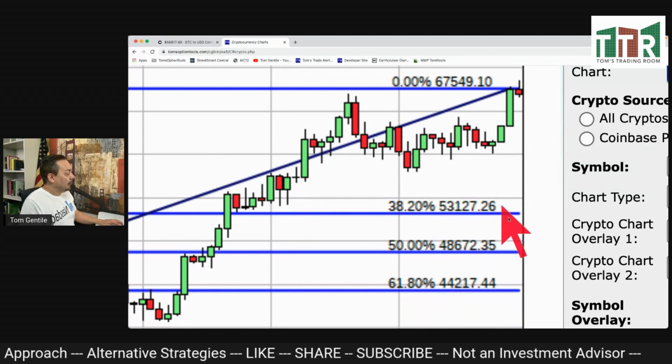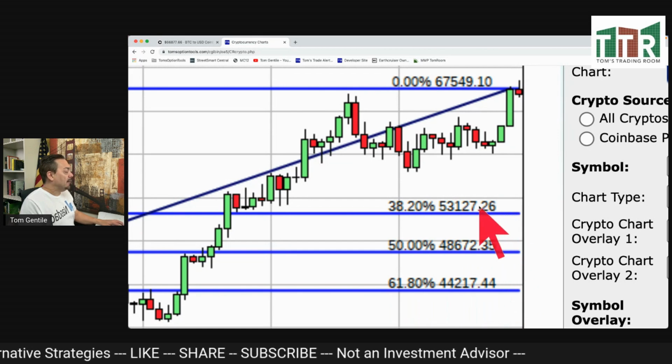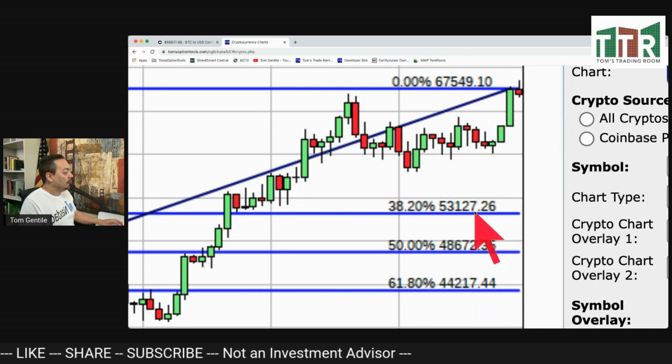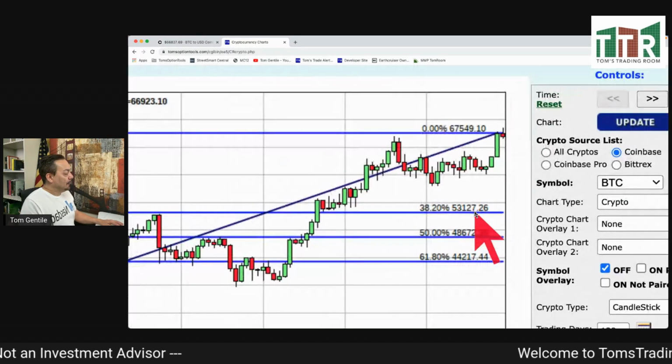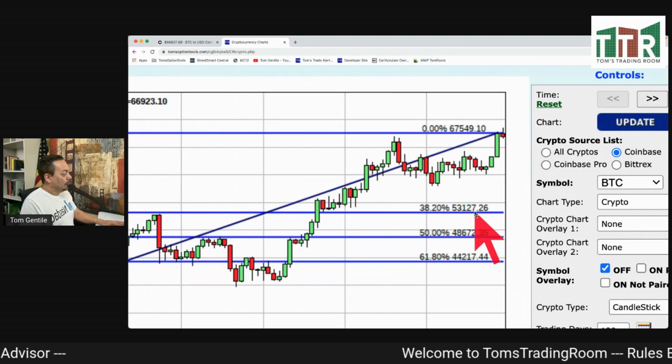Now, I like these areas here. If we're going to pull back, that 53,127 looks like a very interesting area of support. All right, that's the first chart I want to show you when it comes to Bitcoin.